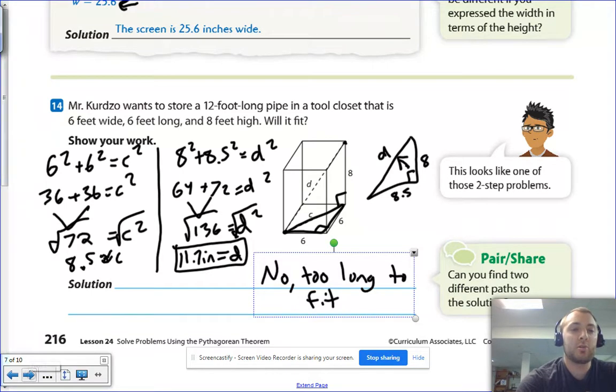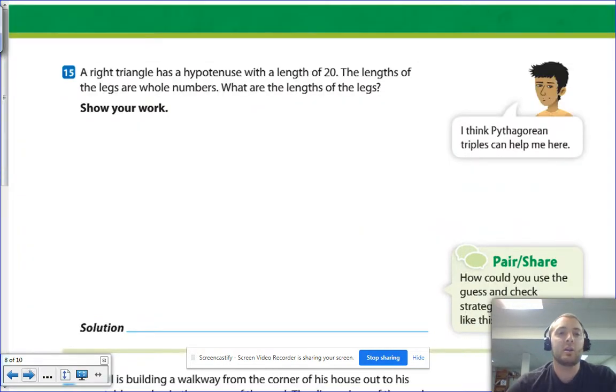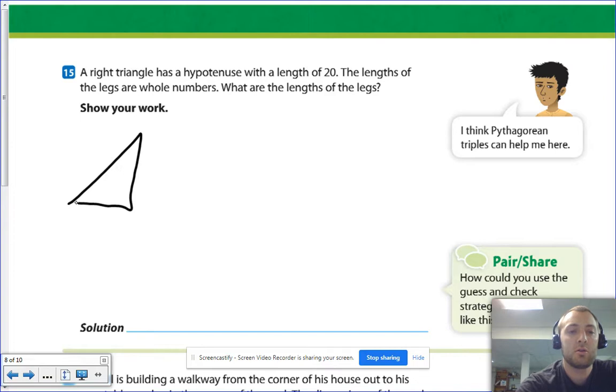Let's go to number 15. It says a right triangle has a hypotenuse of length 20. So let's just say we have this right triangle. Hypotenuse is 20. The lengths of the legs are whole numbers. What are the lengths of the legs? So this is an example where we're missing both the A and the B.